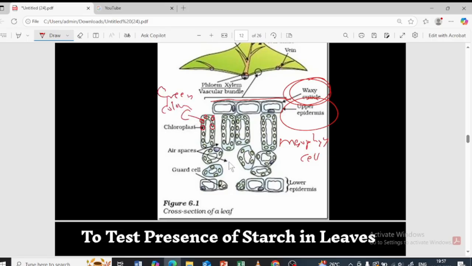Okay, so in between what will be present? The air spaces will be present, and at last the lower epidermis. Again cuticle over here, and you can see the stomata, right? We will be learning about the stomata in detail. The stomata will have guard cells, which help for the exchange of gases as well as for transpiration. Transpiration means loss of water. So all this is going to be there.